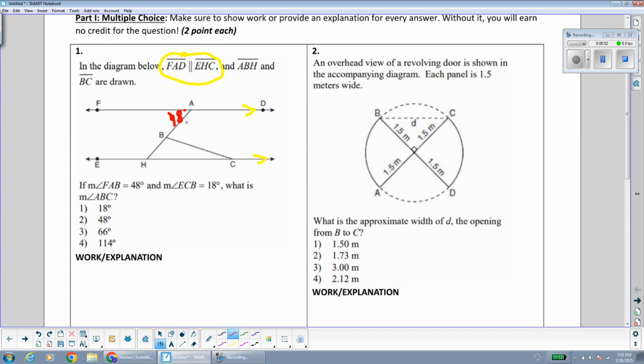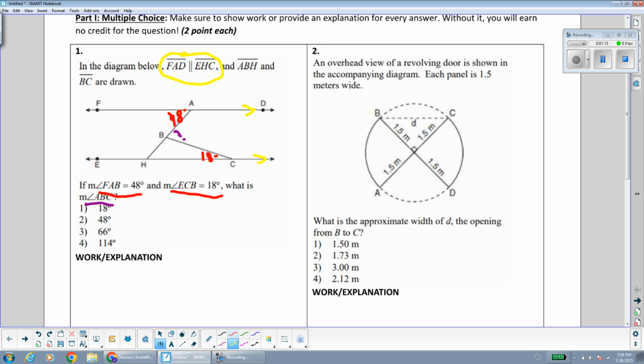FAB inside A. Angle ECB is 18 degrees. ECB right in here. And then we are looking for angle ABC right in here. I'm going to just put a question mark. That's what we're looking for.